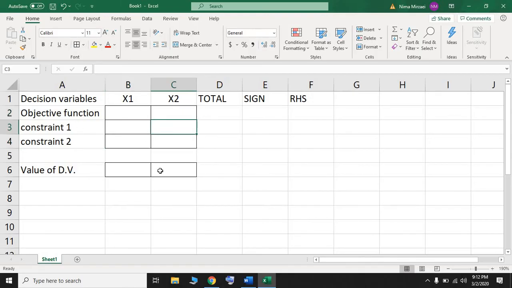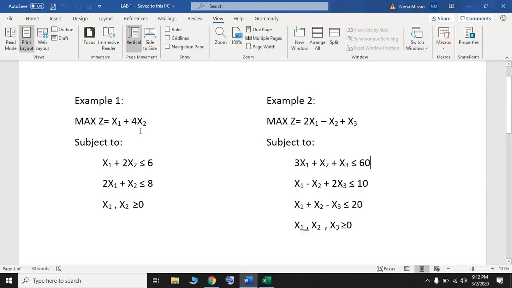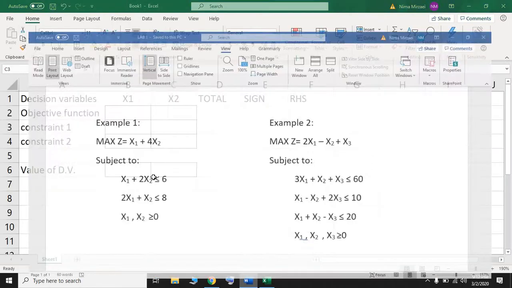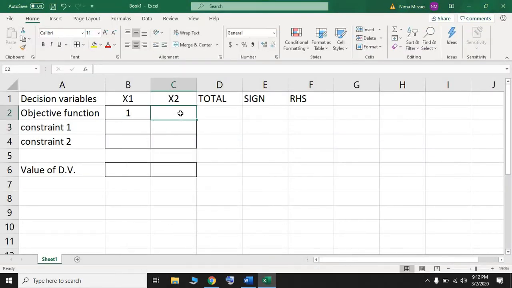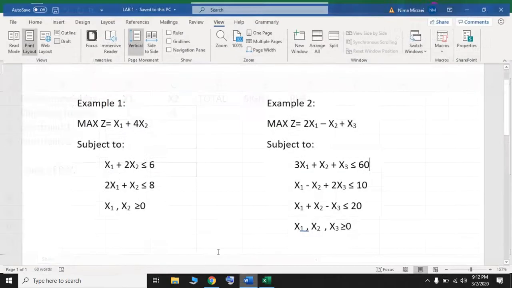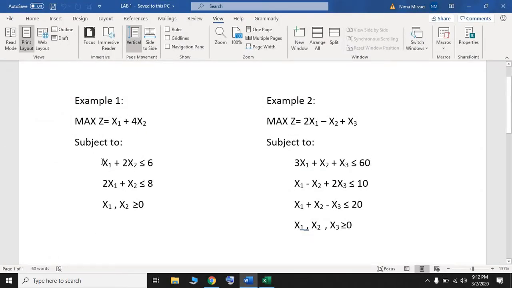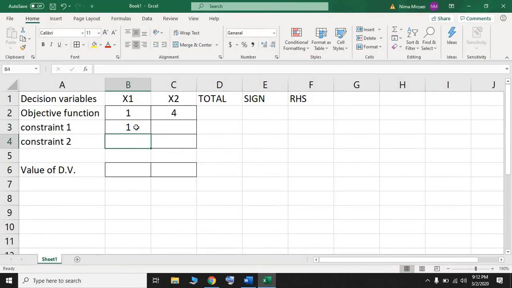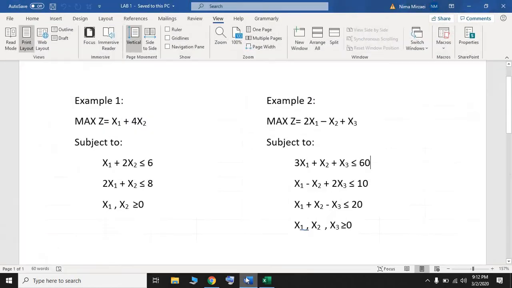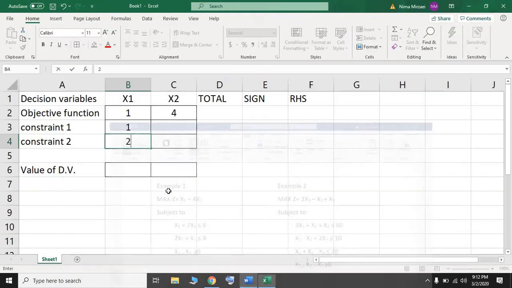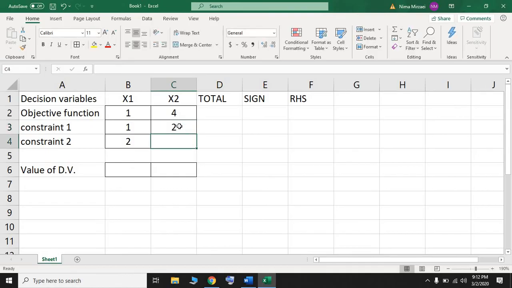After you enter this information, now it's time to enter the coefficients of the decision variables in the objective function and the constraints. The coefficients of x1 and x2 in the first row, which is the objective function, are 1 and 4. So I'm going to enter 1 here and 4 here. The coefficient of x1 in the first constraint is 1, and in the second constraint is 2, so I'm going to enter 1 and 2. For x2 it is 2 and 1.